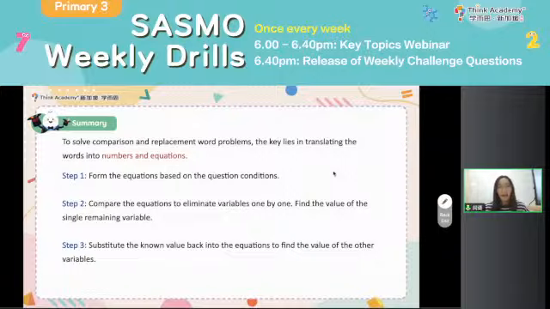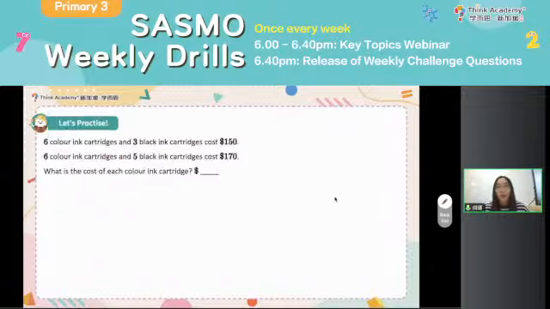Find the value of the single remaining variable. The last step is to substitute the unknown value back into the equations to find the value of the other variables. Okay, so here actually I want to show you another question. This is not on your book, just an actual practice.